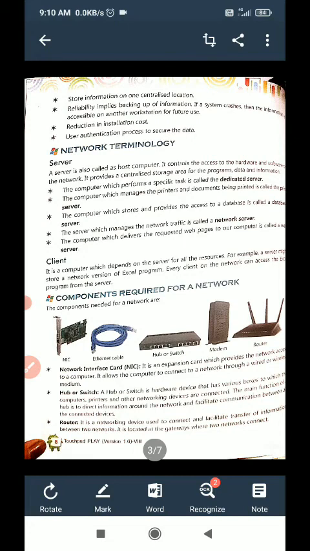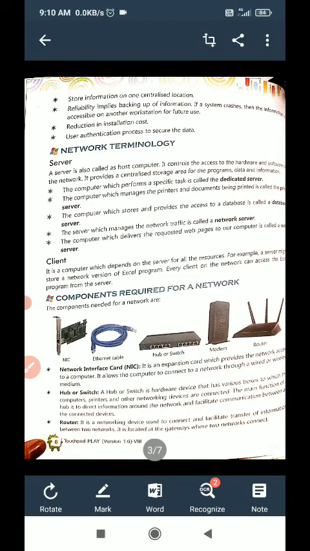Okay, so user authentication process to secure data. Always use a strong password. Always keep your system secure. Always check your system. Always take care of your system so that your data will be secured. Secured मतलब वो हैक नहीं करेगा कोई, और वो प्रॉपर आपका डेटा सारा जहाँ है वही रहेगा.